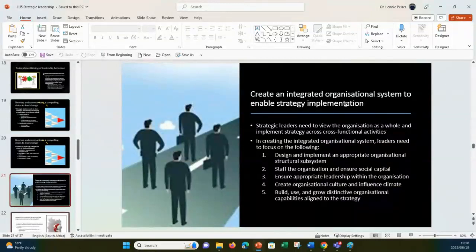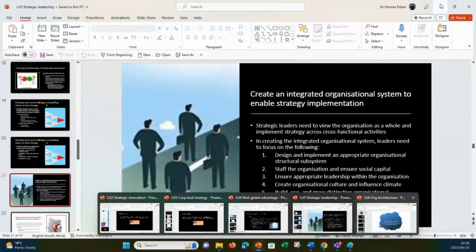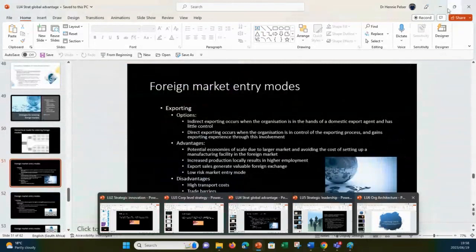It is in terms of enabling strategy implementation, and it's the slides from there. They ask it all the time. Take note of that as a potential question, and it's the slides from 21 onwards. Okay. And then lastly, strategic architecture.